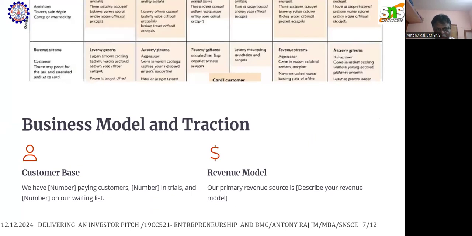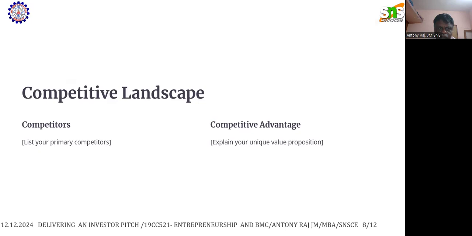And the business model. Now, what is the customer base? How many paying customers you have, how many are in trials, and how many are on the waiting list. And what is your revenue model? What is your revenue source? That is also going to clearly come in. And what is the competitive landscape? You're going to list out all your primary competitors, and you also have to put in your competitive advantage. What is the unique value proposition that you're going to offer is also a pretty important area.